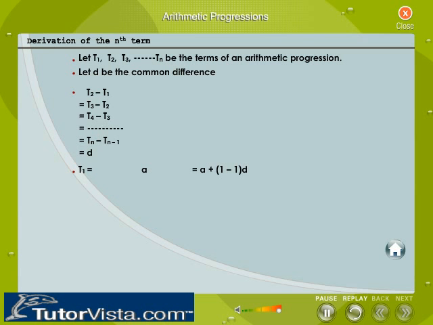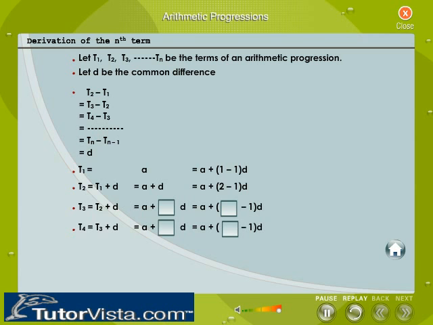The first term T1 is A and it can be written as A plus 1 minus 1 into D. Following the same pattern, we can write the second term T2 as A plus 2 minus 1 into D. Now write T3 and T4 using the same pattern. Key in the answers.